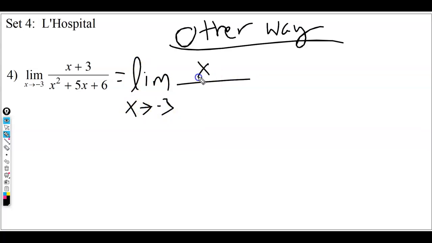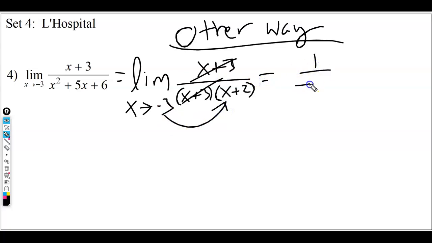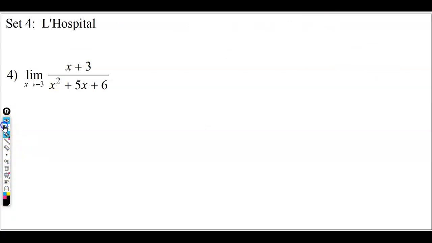The top doesn't factor, but the bottom does. The bottom factors into x plus 3 times x plus 2. And these cancel. And then we just do direct substitution. So you still end up with 1 over negative 1, negative 1. All right. Moving on.